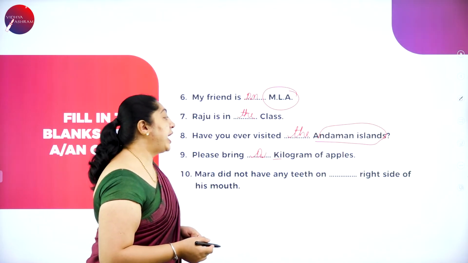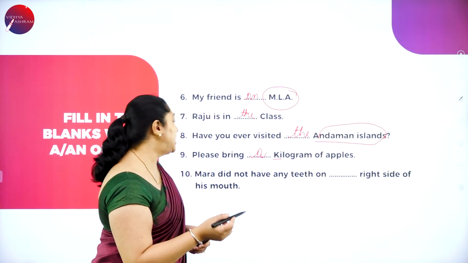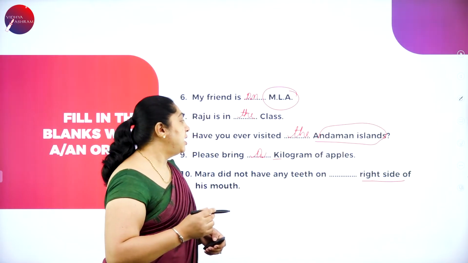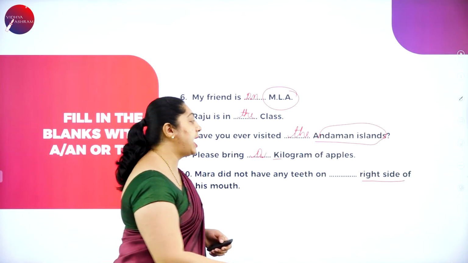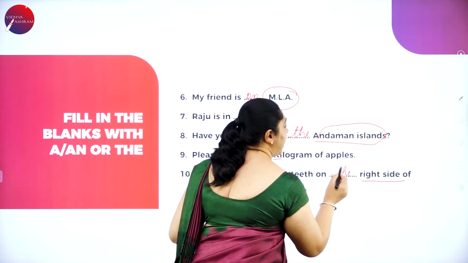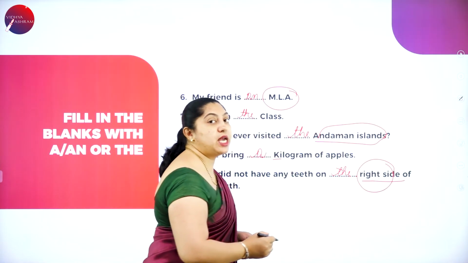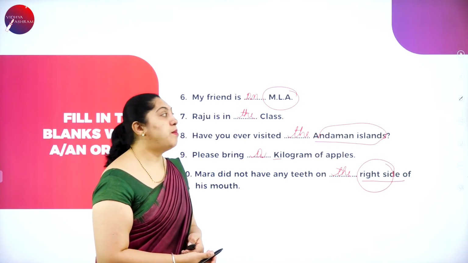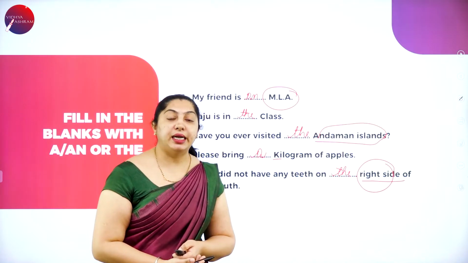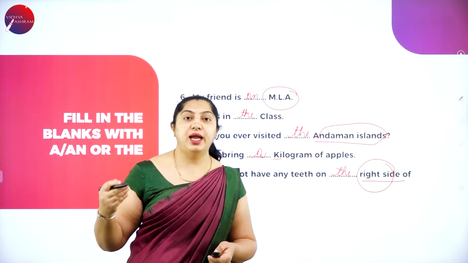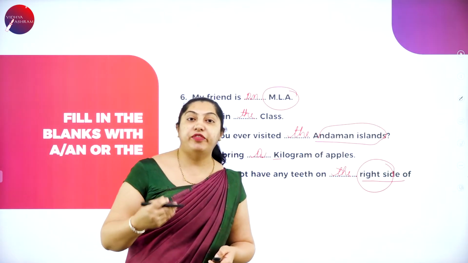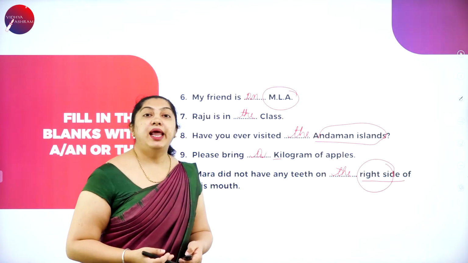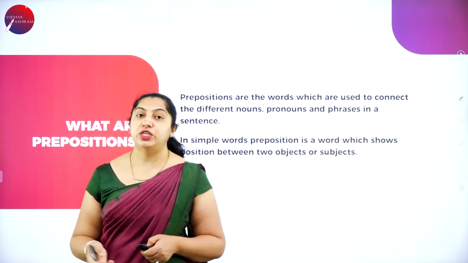Mara did not have any teeth on dash right side of his mouth. Here I am specifying about what? Specifying that he had no teeth on the right side. It's mentioned which side he doesn't have the teeth. That is on the right side. So this is all about the articles. There are 3 articles, a, an, and the. They are categorized into 2, definite and indefinite, and you got to know when to use article a, an, and the. Let's move on to the next one, that is prepositions.